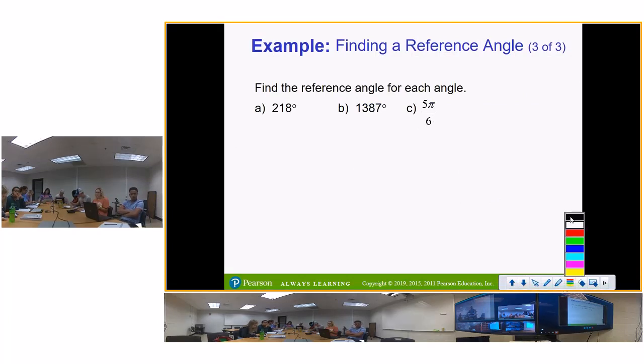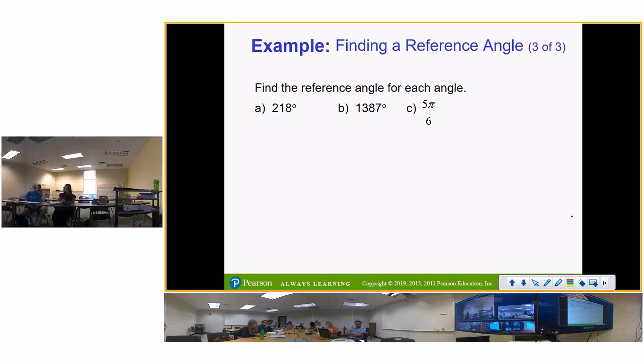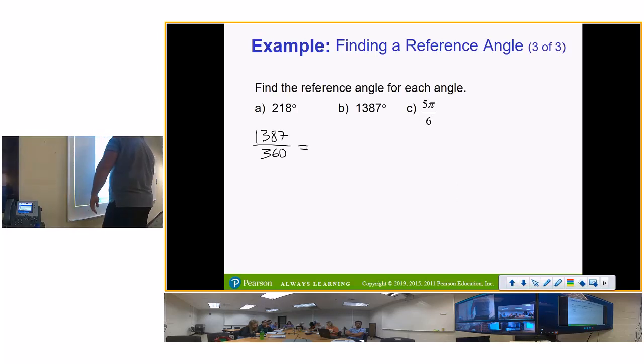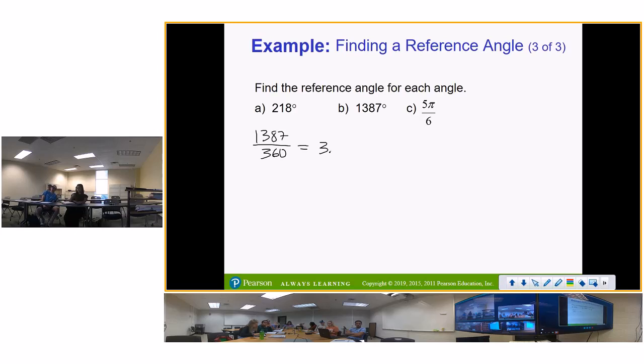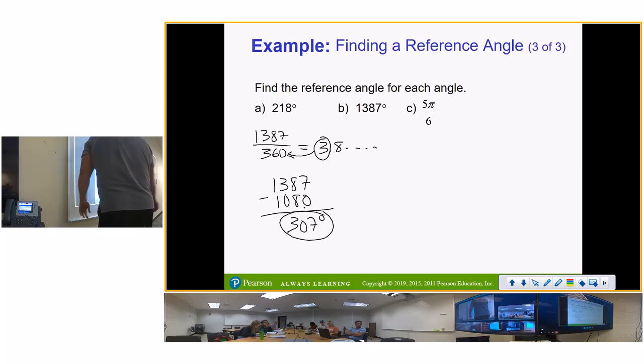So on the 1387, if you've got your own process, that's fine. I divide 1387 by 360. And that gives me, what'd you say it was? 3.8, blah, blah, blah. I take that 3 and I multiply by that 360, and what does that give me? 1080. And then you subtract that, and that should get you your reference angle. That's how I do it.